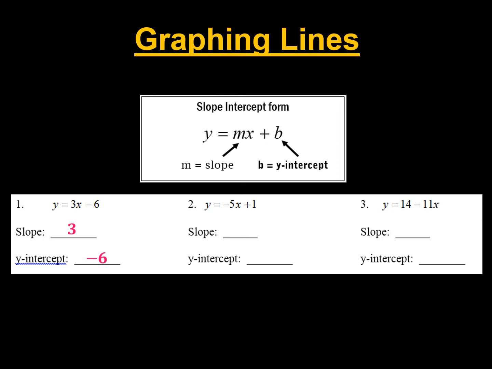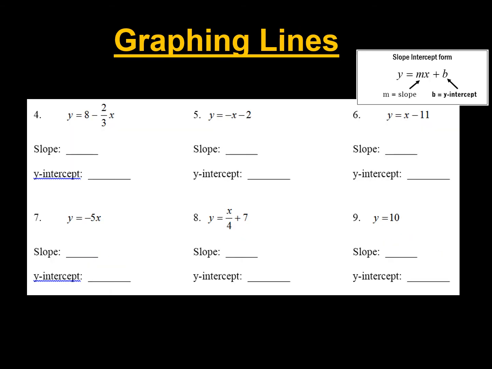On number 2, it's still in that y equals mx plus b form, so the slope is -5 and the y-intercept is 1. Okay, on number 3, you have to be careful. They switched the order around a little bit, but it's still in the y equals mx plus b. The slope is -11. Remember, it's that number next to the x, and then the y-intercept is 14.